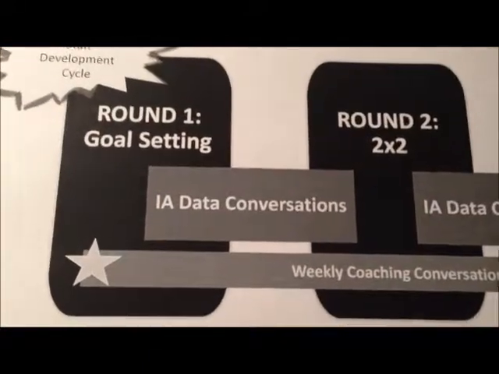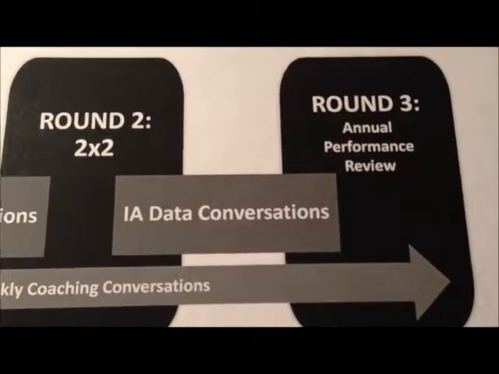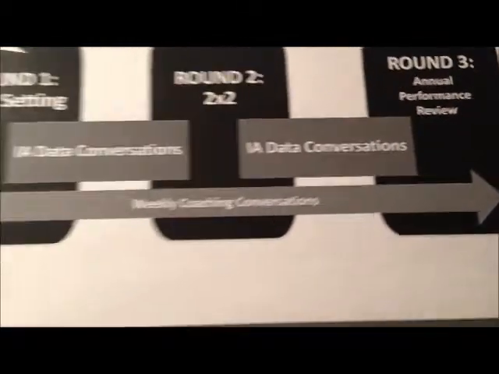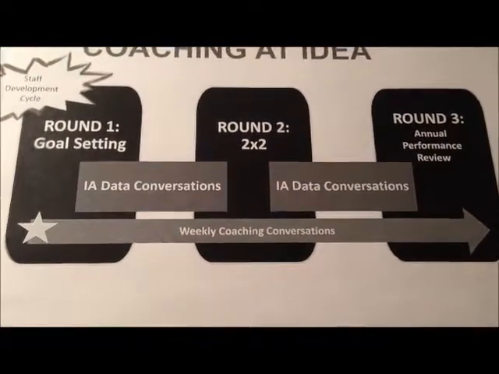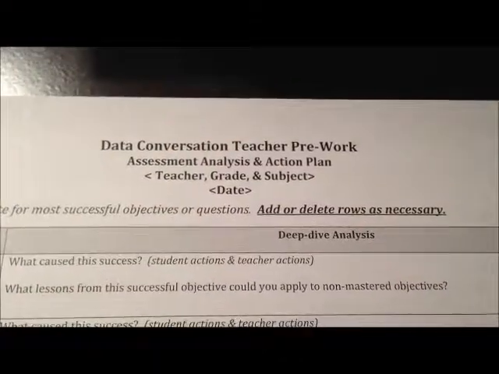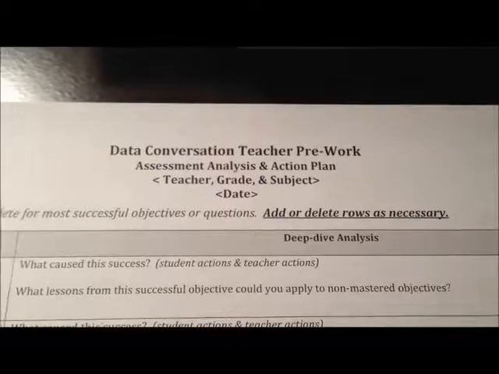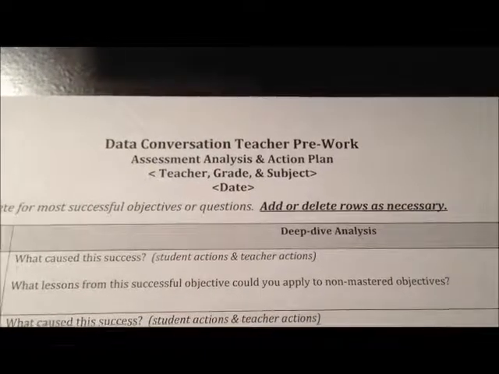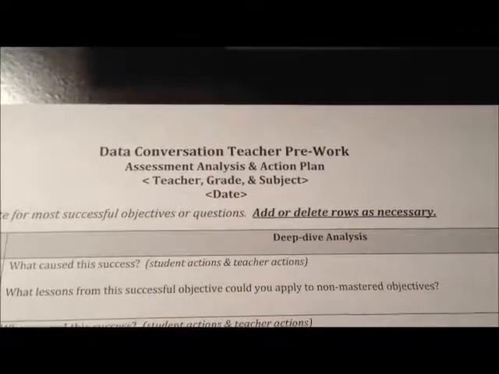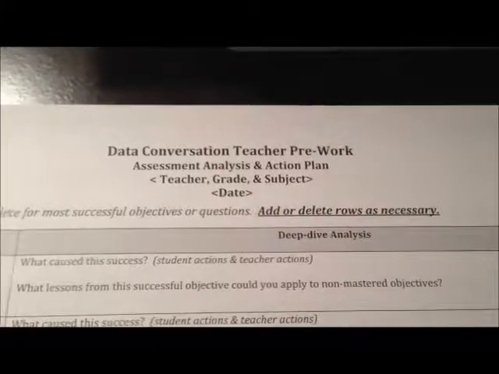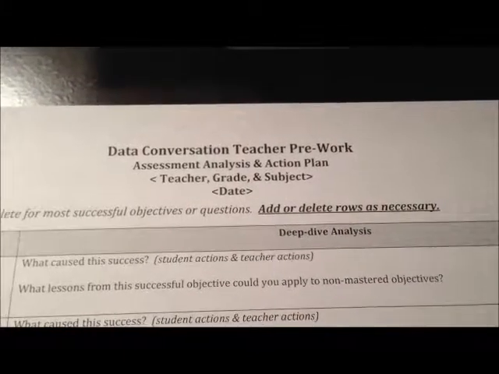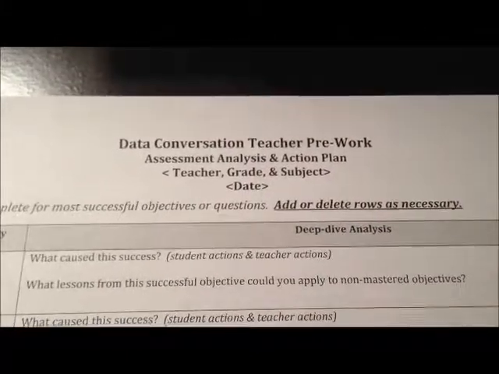Round 1 and round 2 are connected by IA Data Conversation 1, and round 2 and round 3 are connected by IA Data Conversation 2. Finally, all 3 rounds are connected by weekly coaching conversations. Students at IDEA are assessed in every grade level and every subject using interim assessments. The first interim assessment usually takes place in the beginning of October, the second in the beginning of December, and the third in the beginning of March.